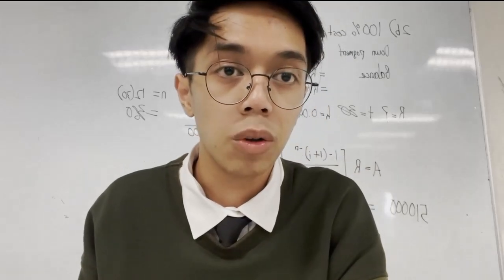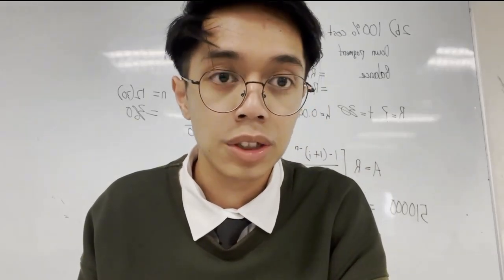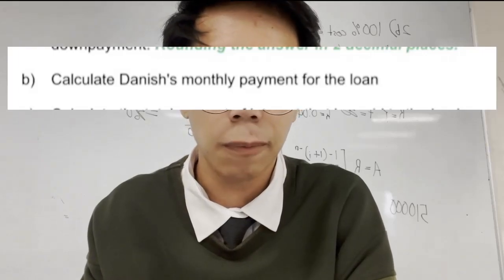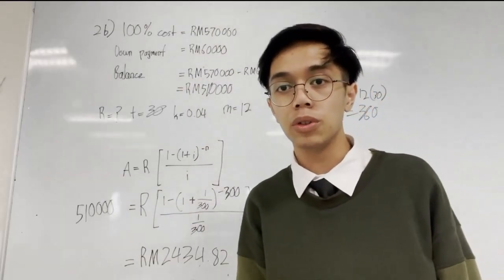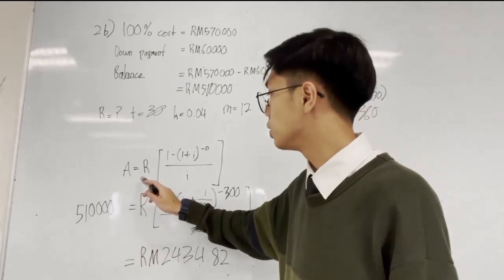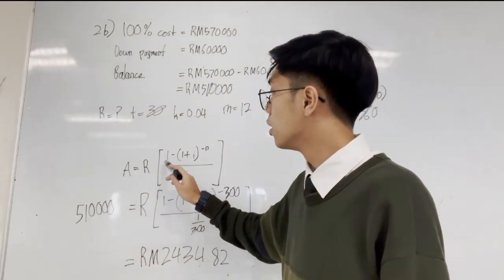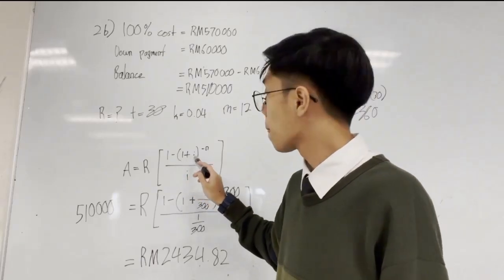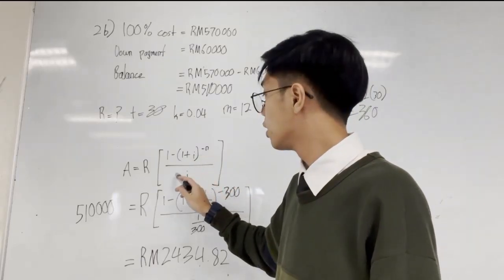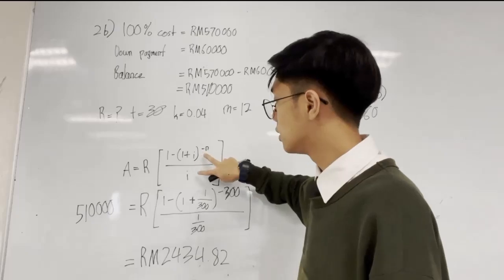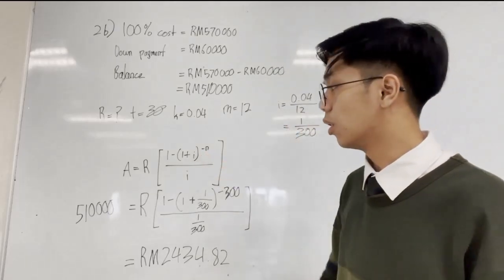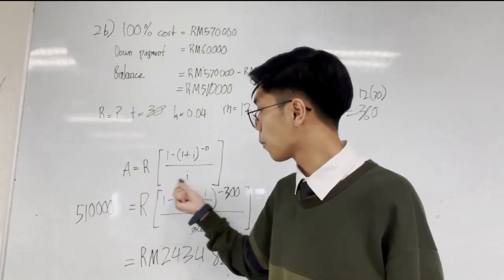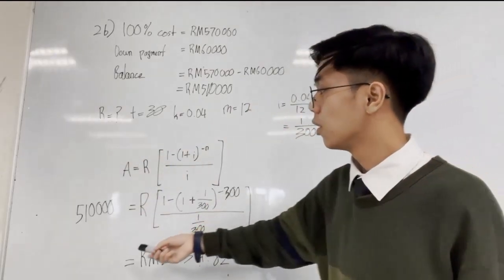Okay, so I'm going to continue on explaining question 2b, where we calculate Danish's monthly payment for the loan. The formula that we are going to use to answer this question is A equals R, open big bracket, 1 minus bracket 1 plus I, power negative n, divided by I, which is the same I, they are the same. So next step, we are going to fill this formula with this, and it will be like this.